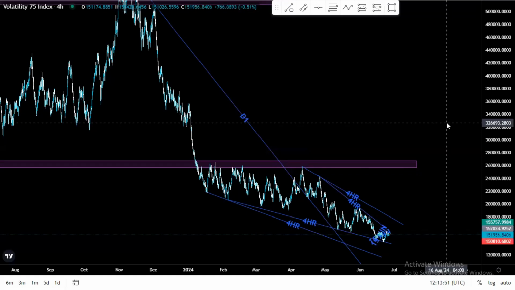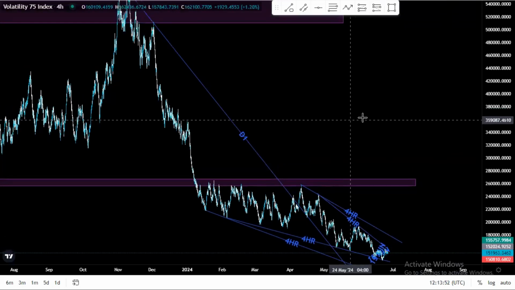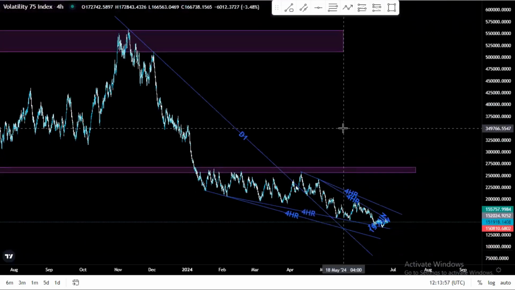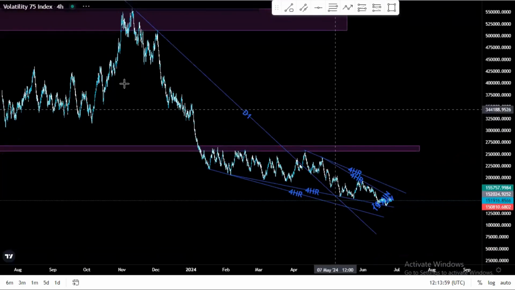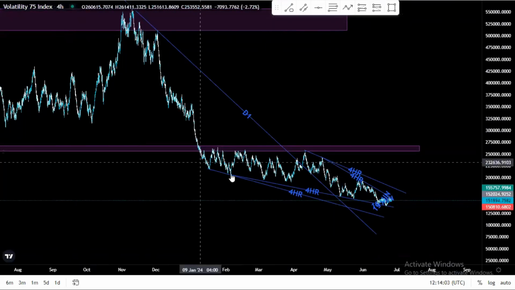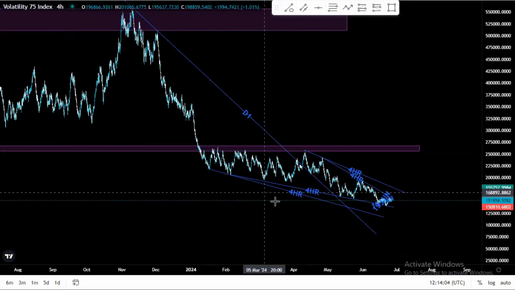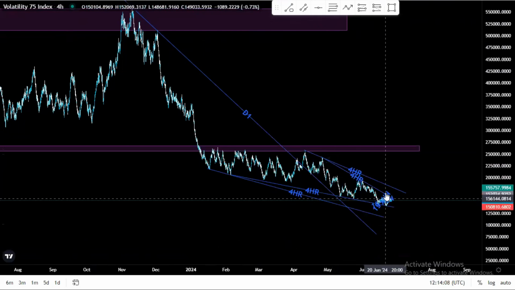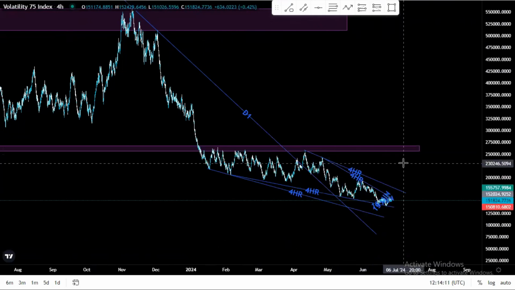Now, as you're looking at this chart right now, this is the V75 index on the 4-hour time frame. You can see that here. And if you look at the current state of this pair right now, you will see that this is not really tradable, but you can have your way if you actually know how these pairs move. So that is exactly what I'm about to share with you here today.